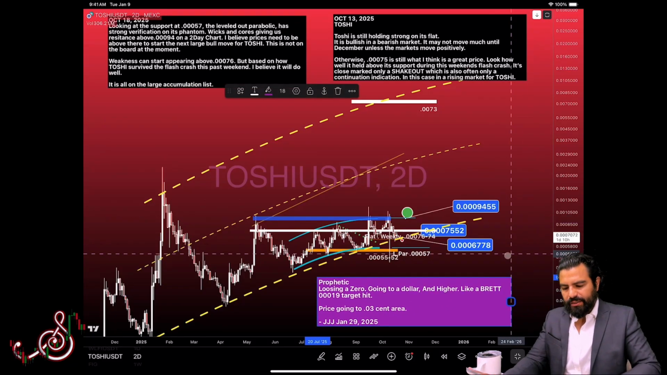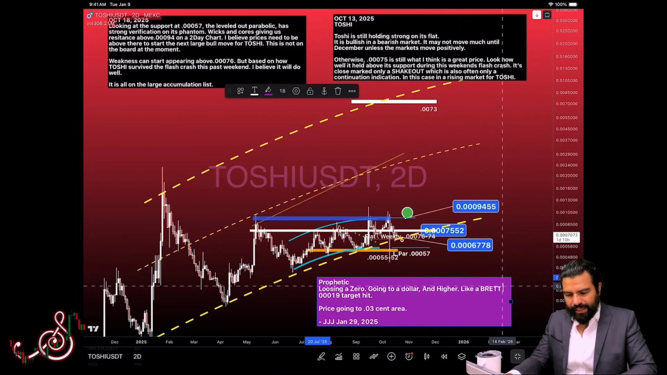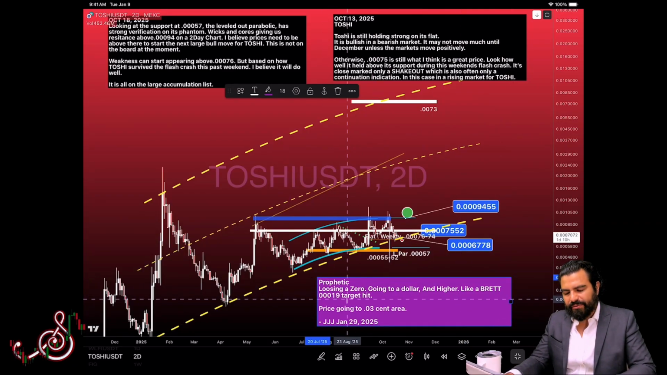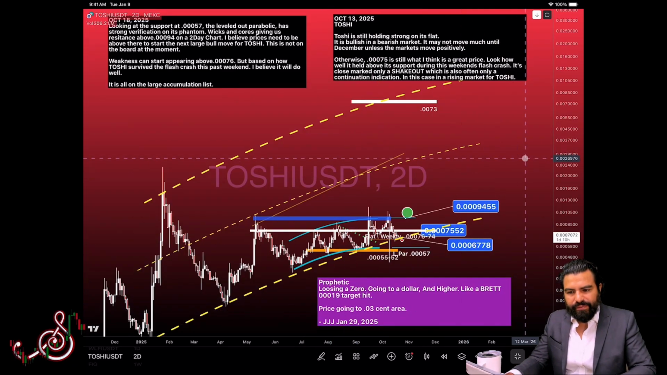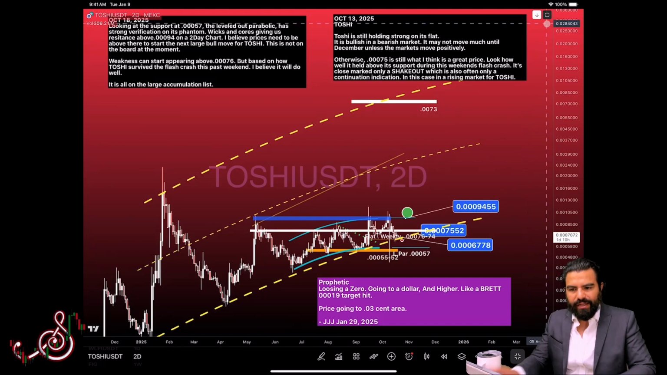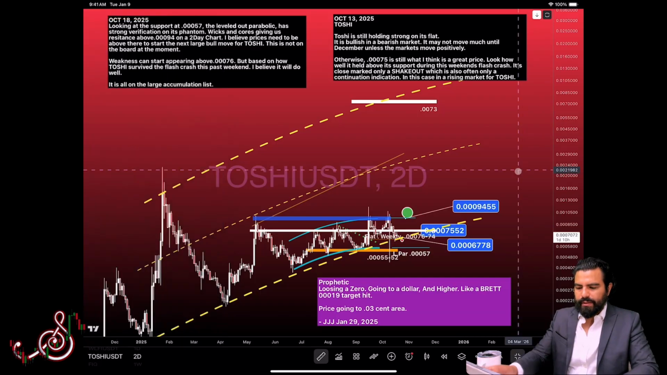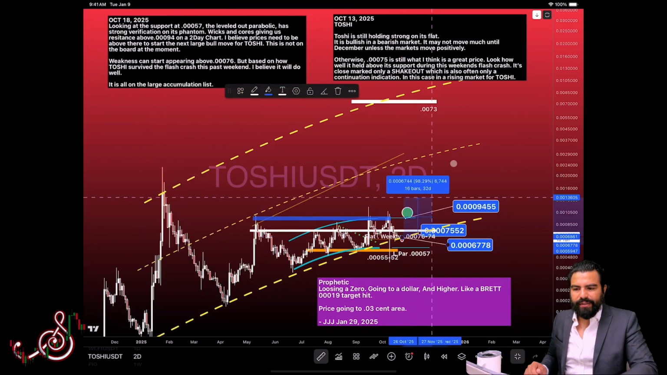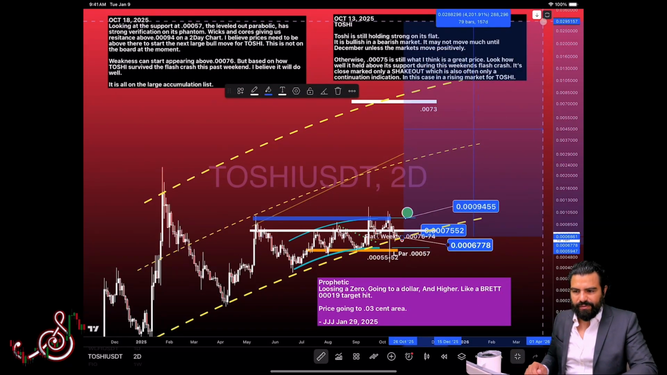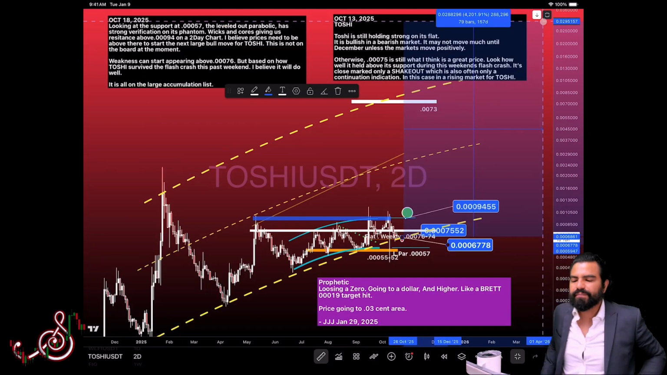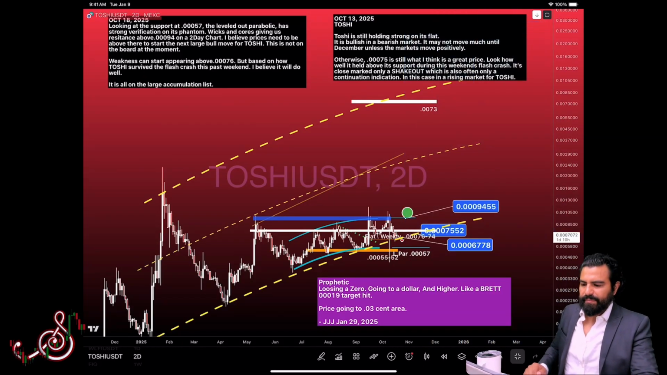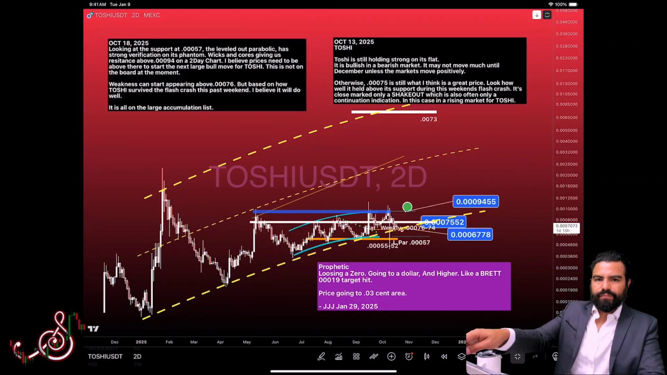Triple J Prophetic: losing a zero, going to $1 higher like Brett. 0.00019 price going to the 0.03 cents area. 3 cents is going to be somewhere above there, up there in the sky. If we were to go in these days to 3 cents, we're talking around 4,000%. So I think it's going to do well. Based on the data, I think it's going to do well.